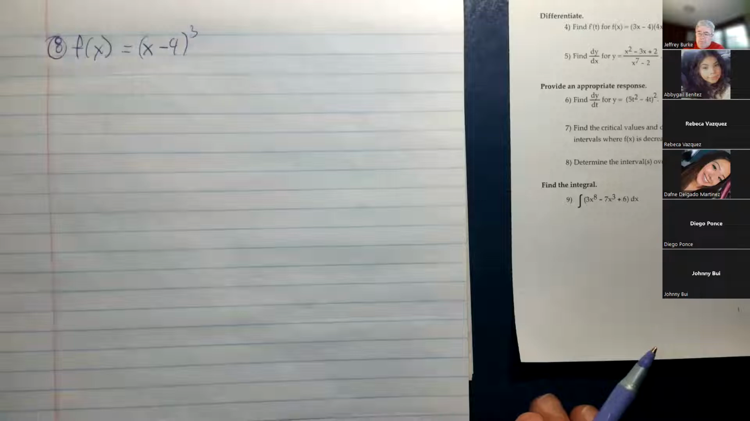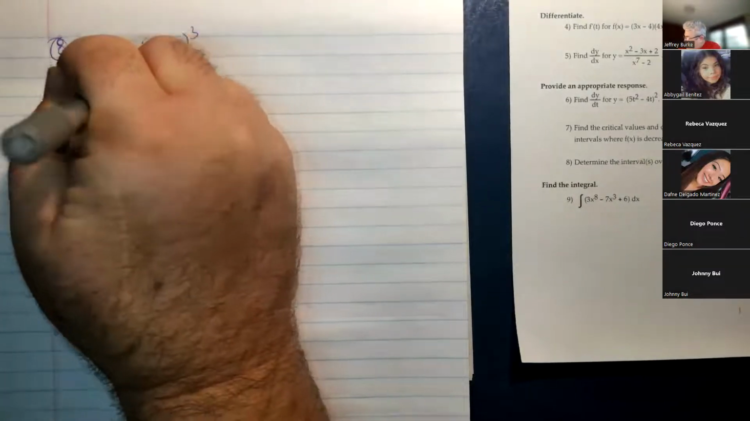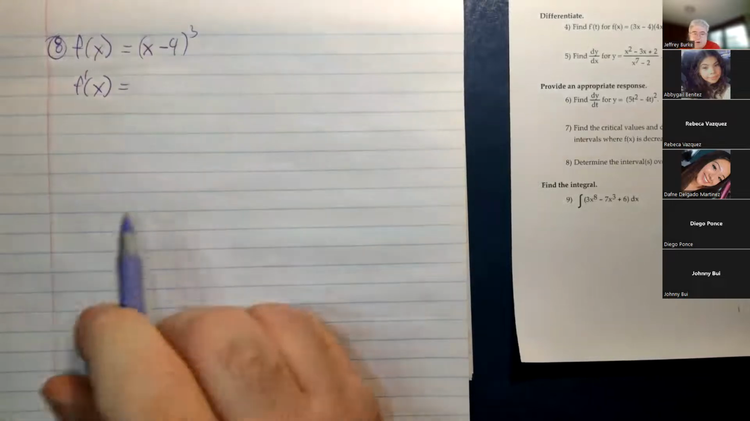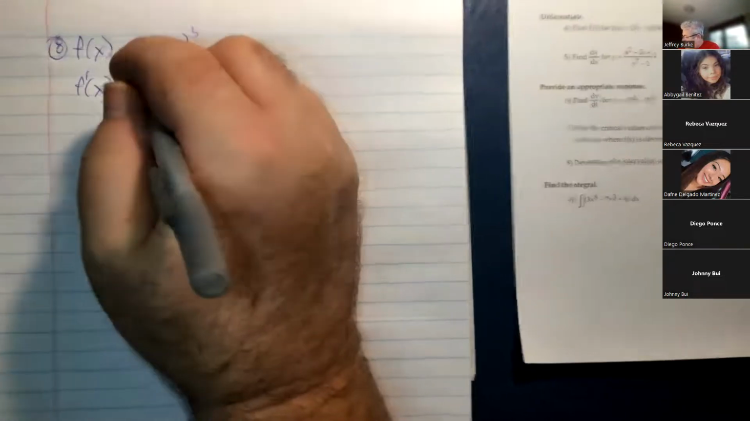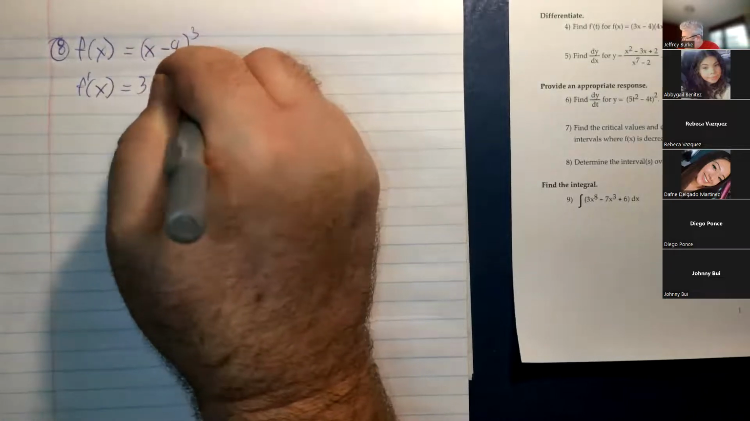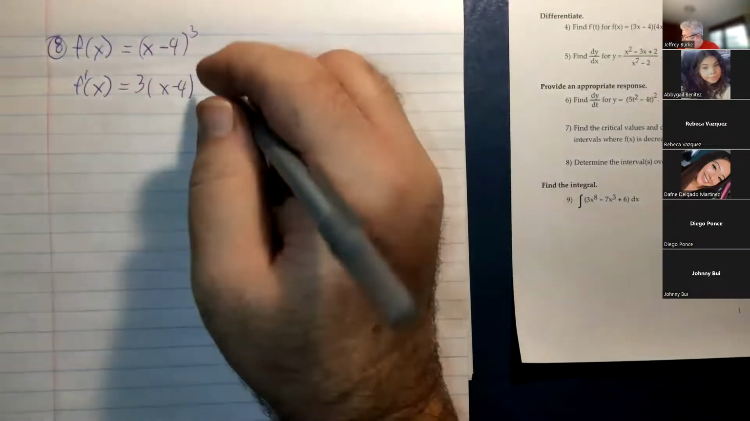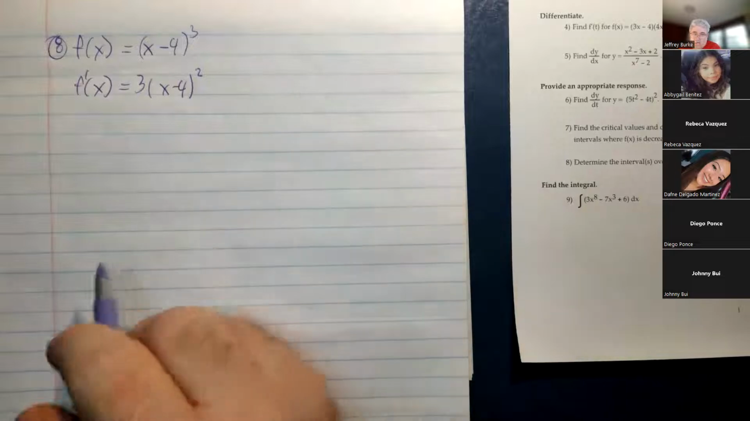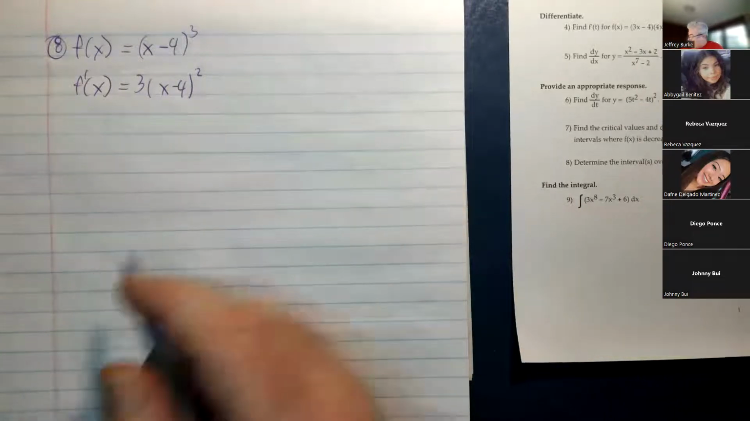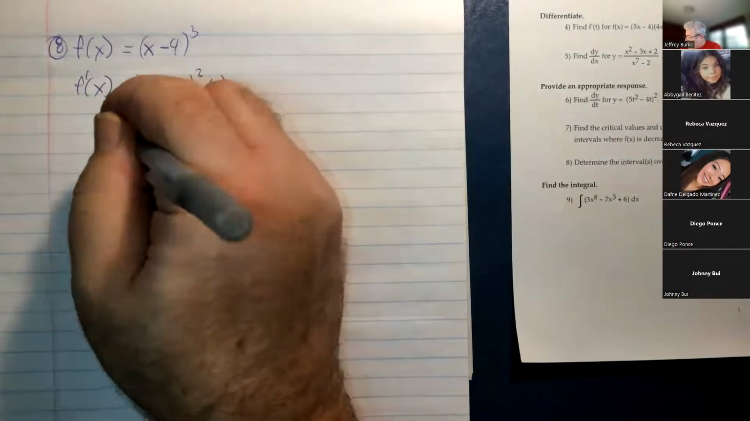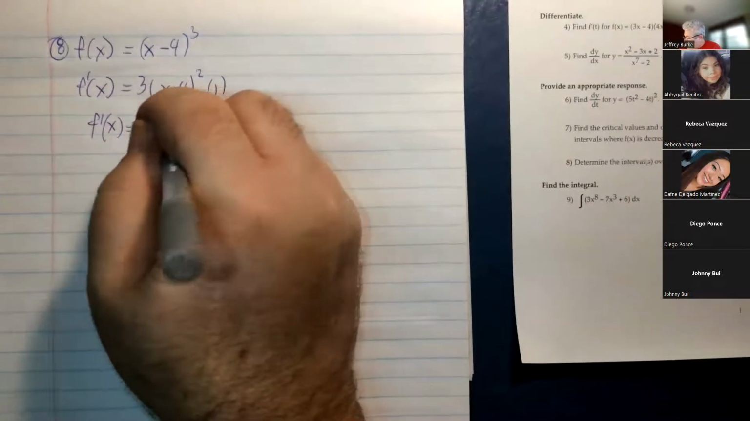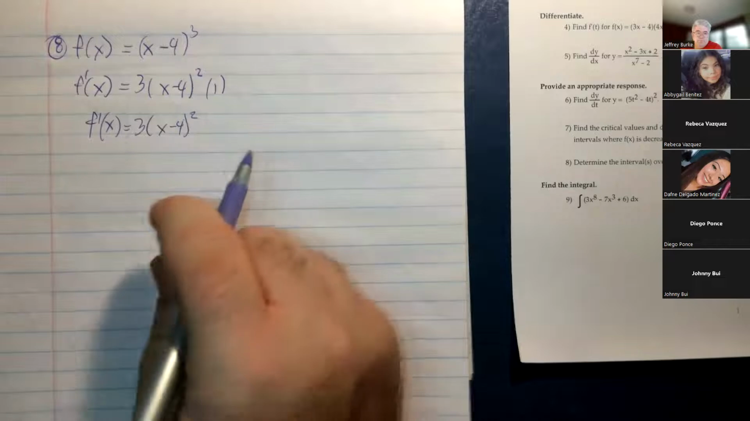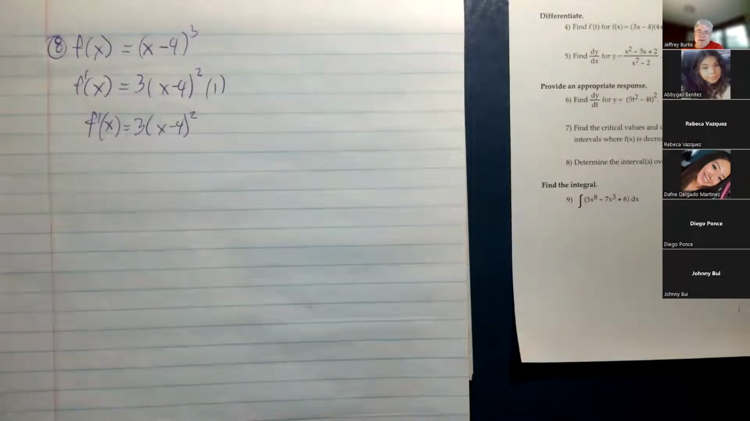Let's go ahead and take a look at this. I'm going to find the first derivative, and we're going to use the product rule for that again, but the product rule is going to simplify pretty quick on this one. This is going to give me 3 times x minus 4 squared, and then the derivative of the inside is just 1. So f prime of x is going to equal 3 times x minus 4 squared. Keep it this way. That's my humble recommendation.